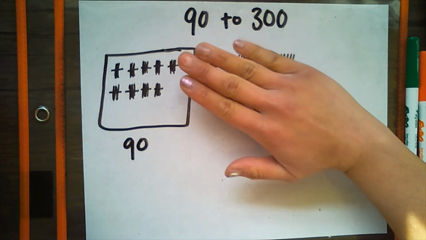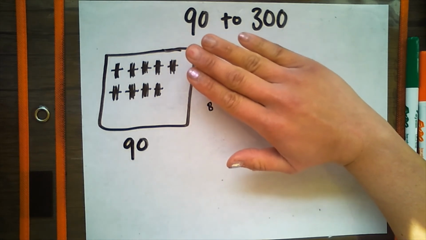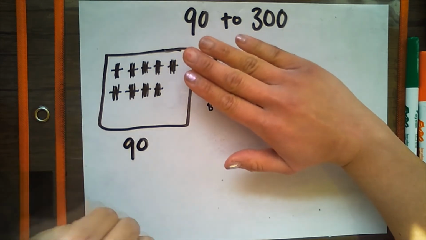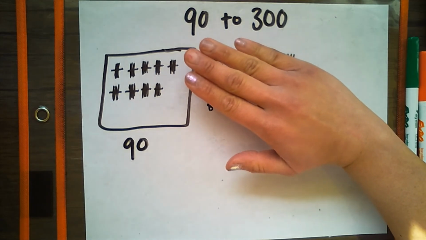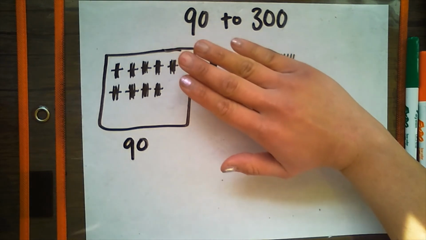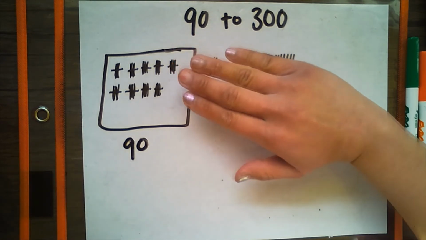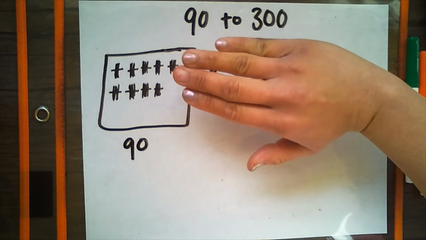Great job, my friends. Now, I want you to pause and talk to a friend or family member about how we counted up and down, okay? And then we will talk about it as a team. So go ahead, share with a friend or family member how we counted up and down. And I'm going to keep this covered.